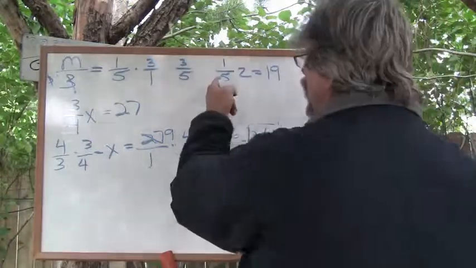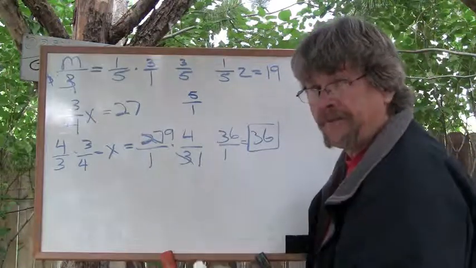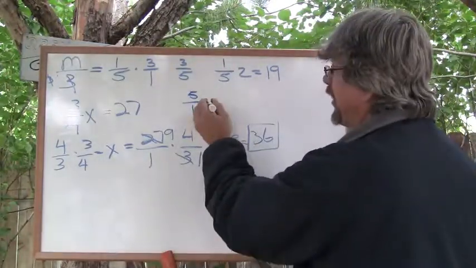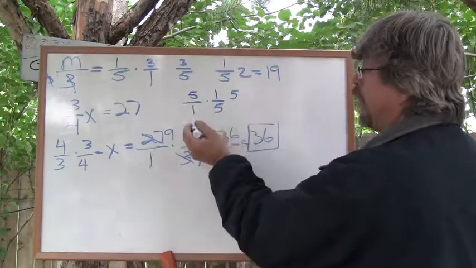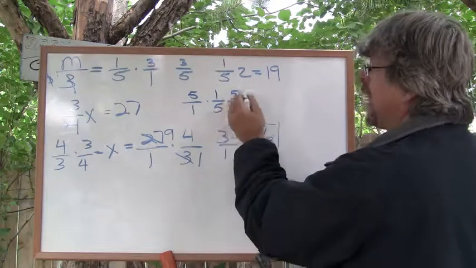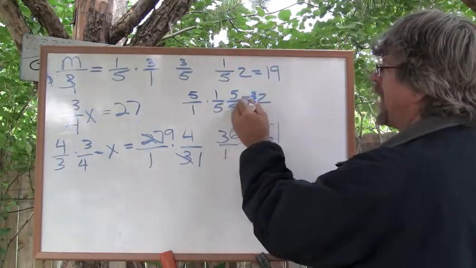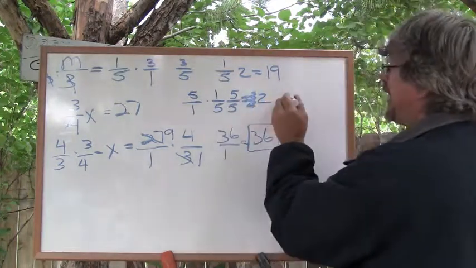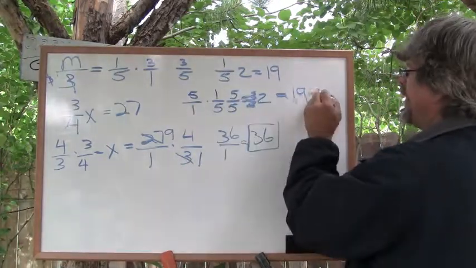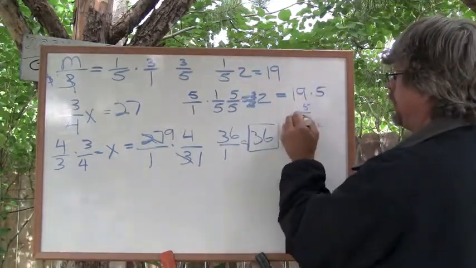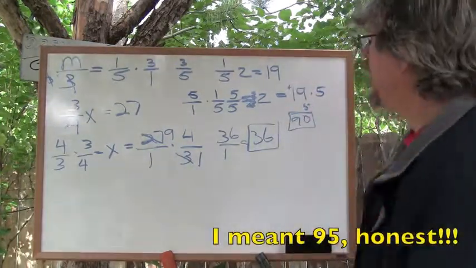Watch. We're going to multiply this by 5 over 1, which is just 5. The reciprocal of 1/5 is simply 5, right? 5 times 1 is 5. 1 times 5 is 5. And 5 over 5 is 1z. We can eliminate the 1 because the z is by itself. This equals 19 times 5, which is 95. And there's your answer.